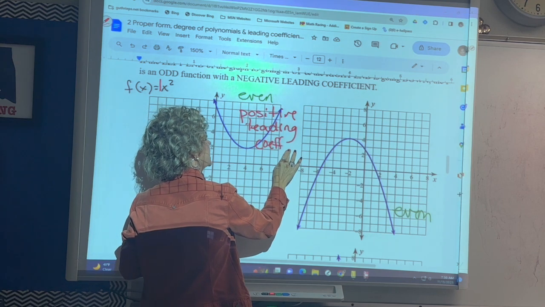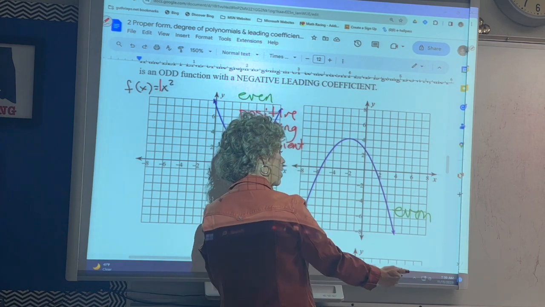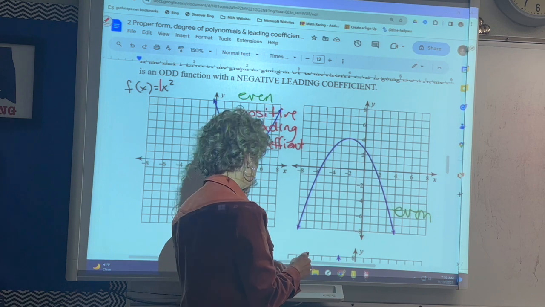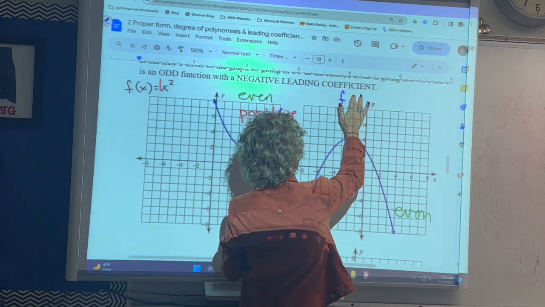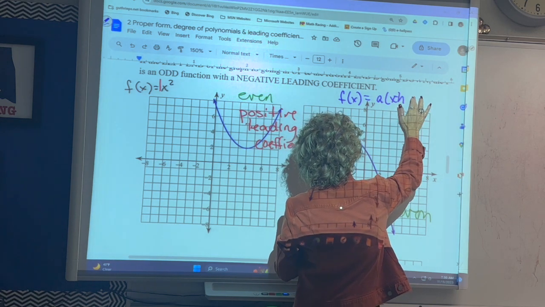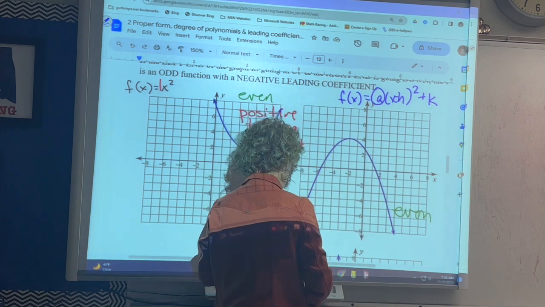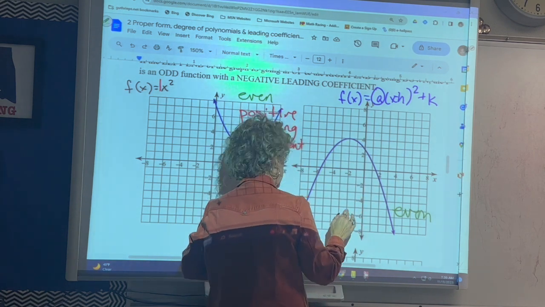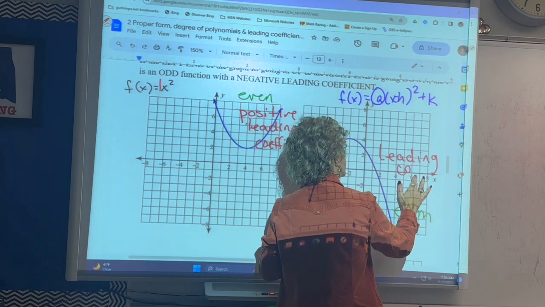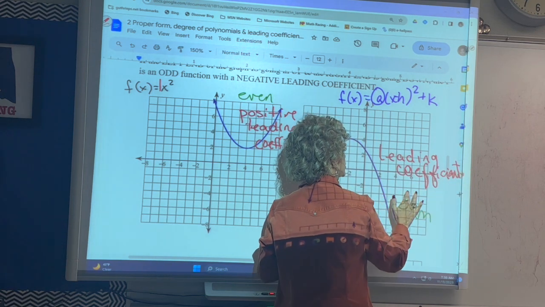Both of these ends on the second graph are going down, and we know that's a reflection. My a value would have to be negative when we have our f of x equals a times x minus h squared plus k. My a value would have to be negative, giving it a leading coefficient that is negative. Now, keep in mind, we are not identifying what that coefficient is.